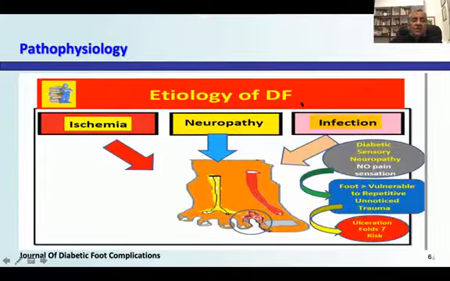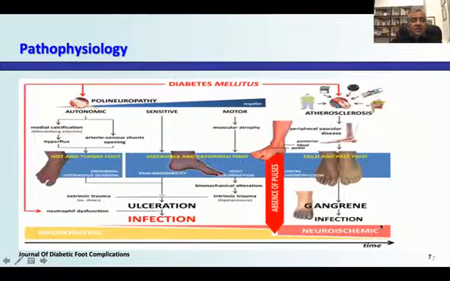The etiology of diabetic foot is due to ischemia, neuropathy, and infection, and it's a combination of this which leads to a seven-fold higher risk of ulceration in diabetic foot patients.